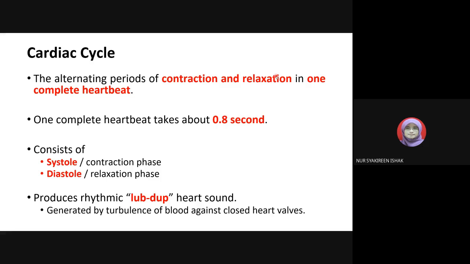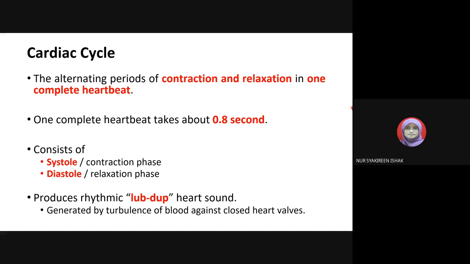Okay, so next is the cardiac cycle. So what is the cardiac cycle? It is the alternating periods of contraction and relaxation in one complete heartbeat. Saya dah mention semalam, your heartbeat is the same as your pulse rate. So one complete heartbeat takes about 0.8 second.